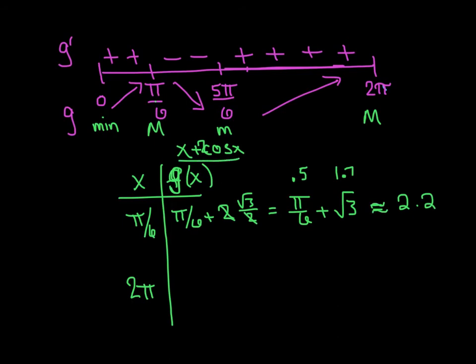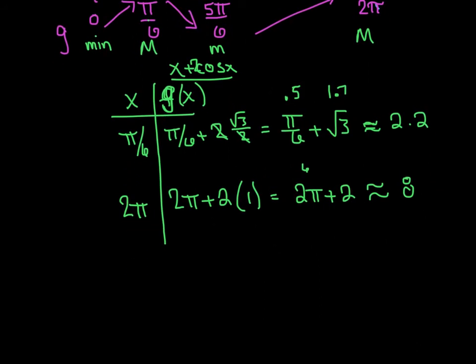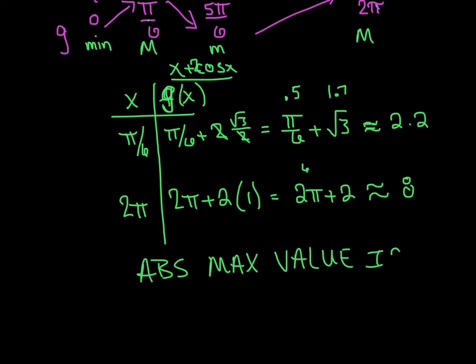We'll plug it back into the original. We'll get 2 pi plus 2 times the cosine of 2 pi, which is going to be 1. So this is 2 pi plus 2. Now as I'm estimating this, 2 pi is bigger than 6, I know, and 6 plus 2 is going to be approximately 8. So here's my conclusion. I'm going to say that the absolute maximum value is 2 pi plus 2.